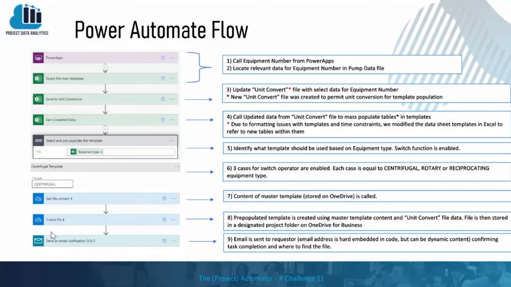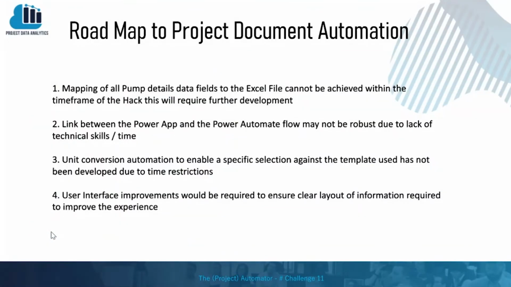The data from that new table is then used to pre-populate the template, and the template gets selected first. We're using switches to identify different cases, whether it's a centrifugal, rotary or reciprocating unit, and we are using the equipment type as the identifier. This is then used to draw the content of the master template, get this pre-populated, and then have that saved in the designated projects folder on OneDrive. And as we said before, the email is sent to verify the completion of that task.